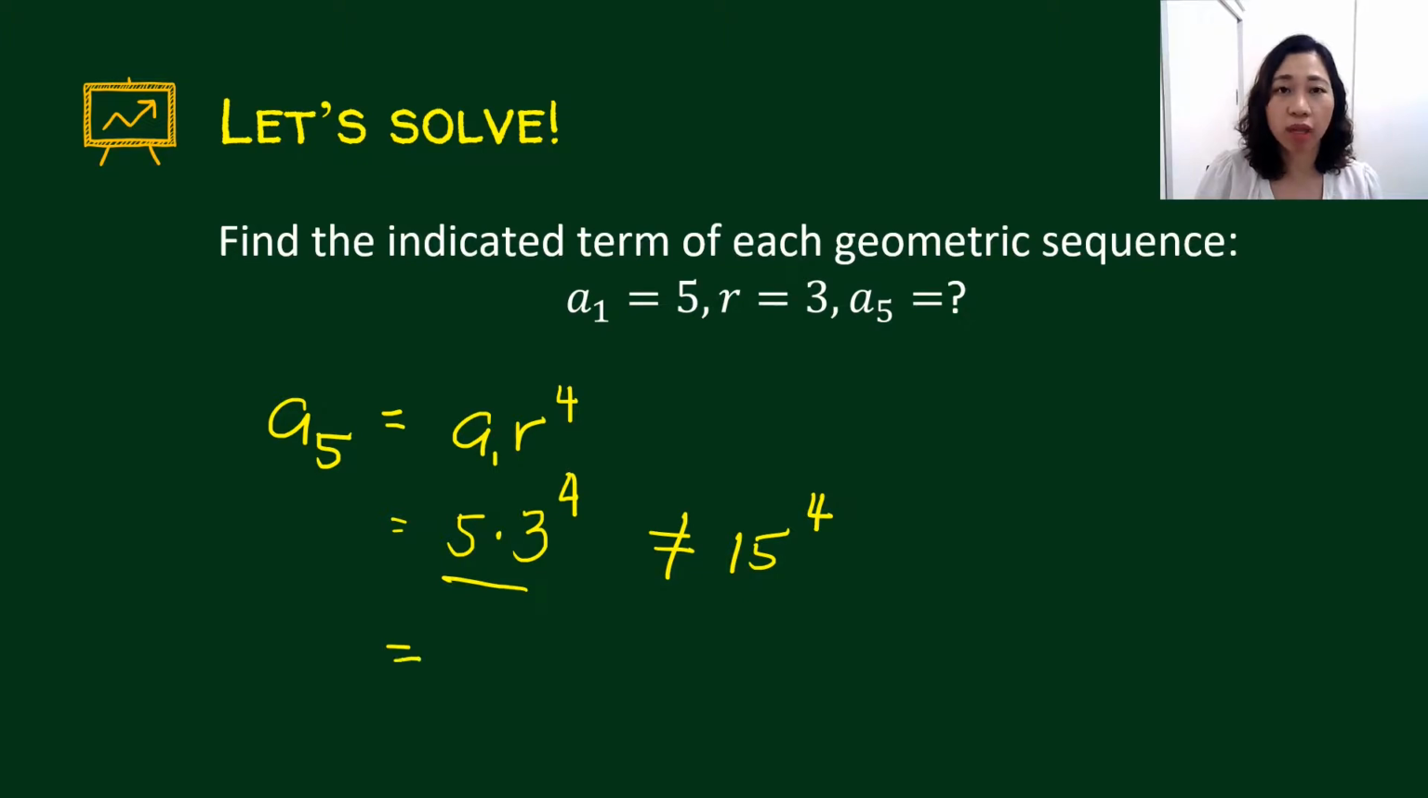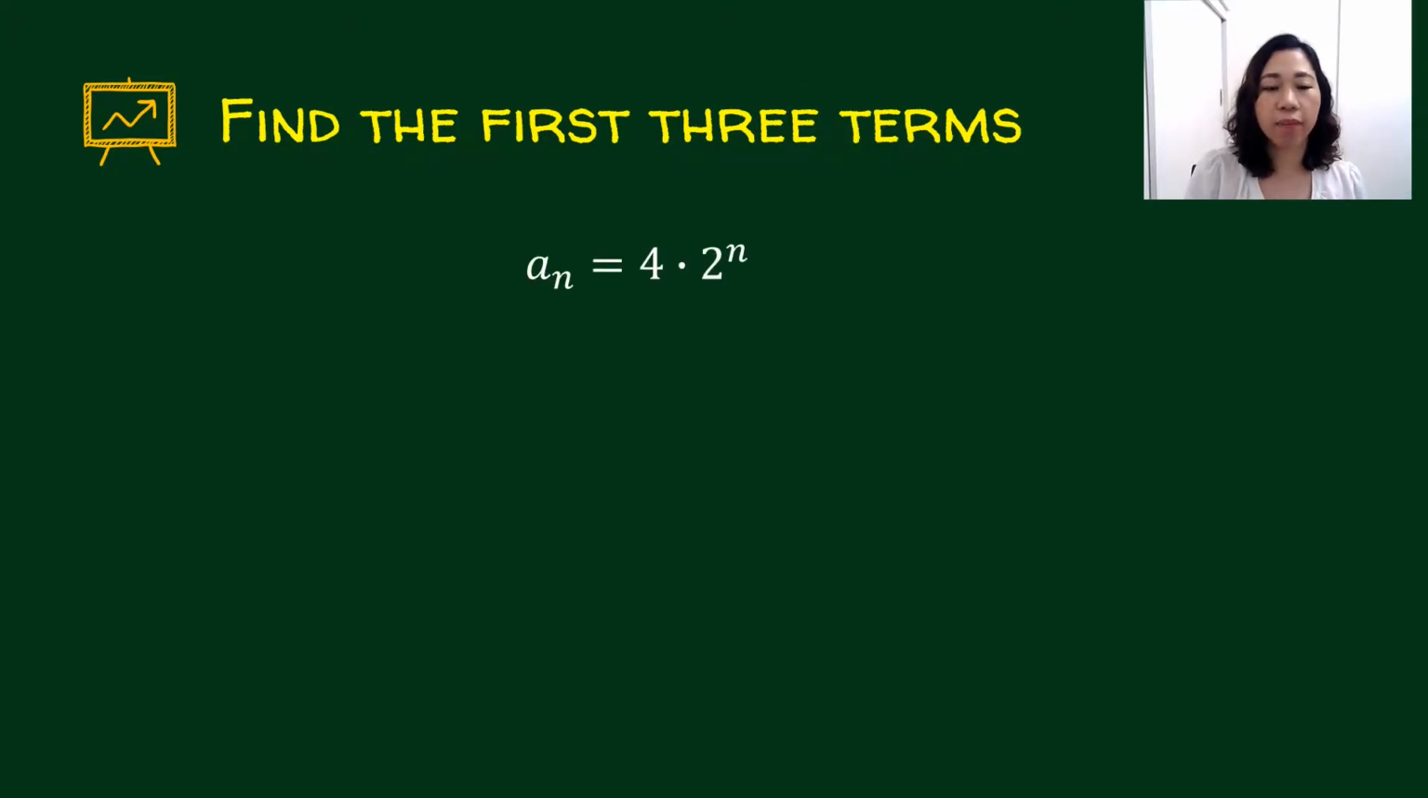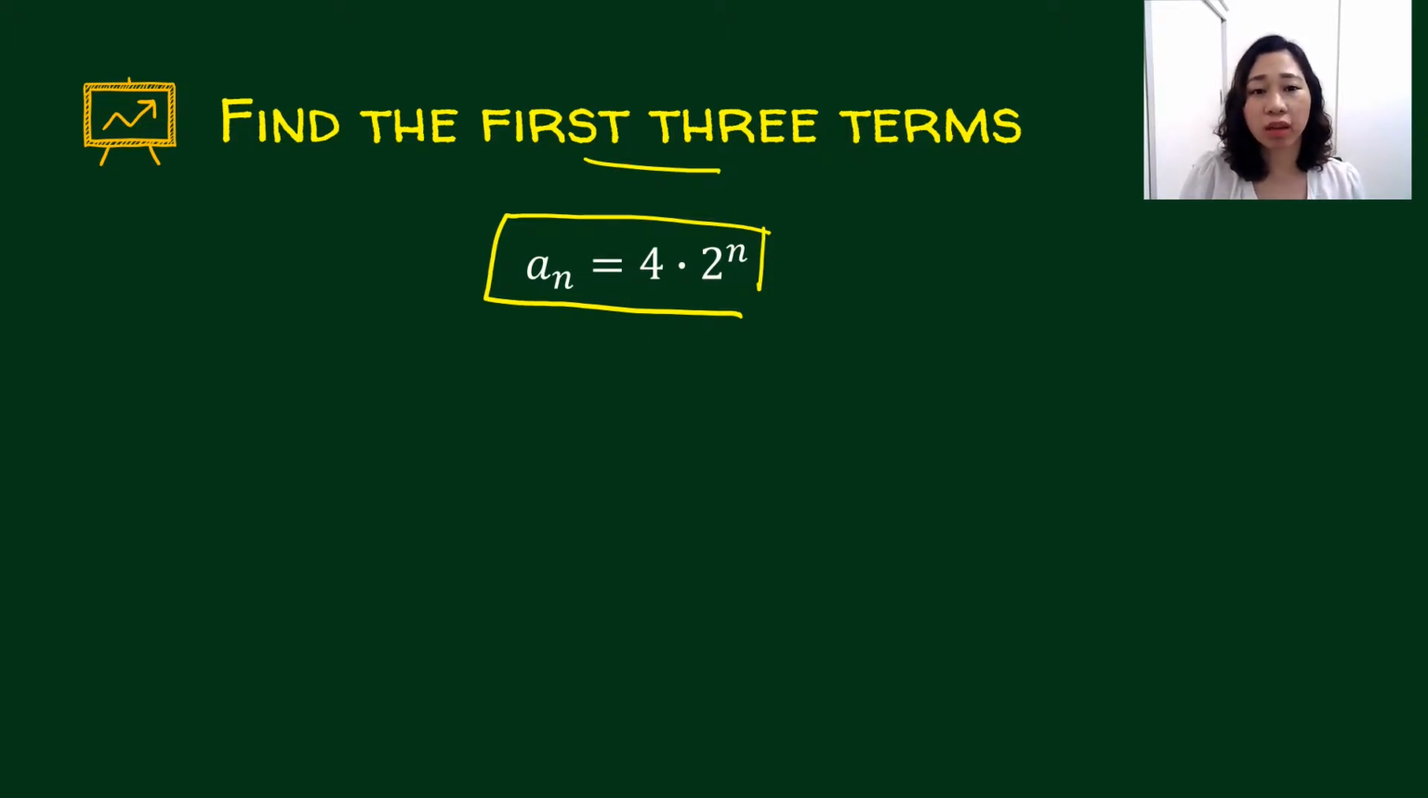Anyway, so you have to compute 3 raised to 4 and that is equal to 81 times 5. So 5 times 81, you get 405. So that's the 5th term. For our next example here, we are given the general formula for the nth term and you just want to find the first 3 terms. So it's just a matter of plugging in, right? So for the first term, for a sub 1, that is 4 times 2 raised to 1, right?